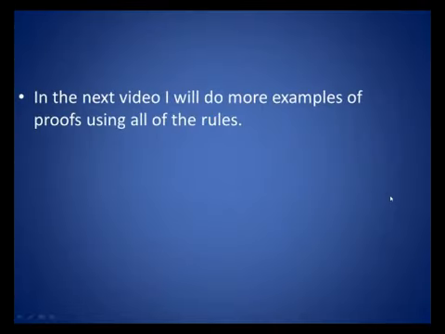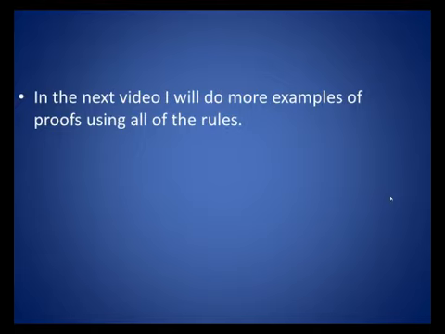Now, I hope that this helps. In the next video, I'm going to do more examples of proofs using all of the rules. But for right now, focus on getting straight on UI, UG, EI, EG, and CQ. Recognize when you can and cannot use them. Try and get your restrictions in line, and make sure that you also understand when and when not to use implication and rules of replacement.